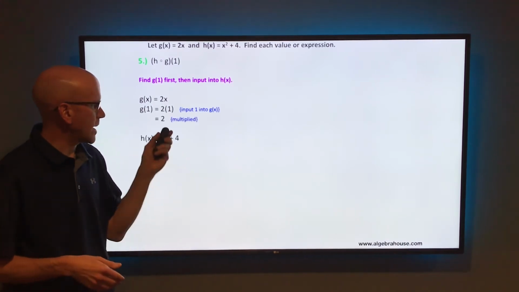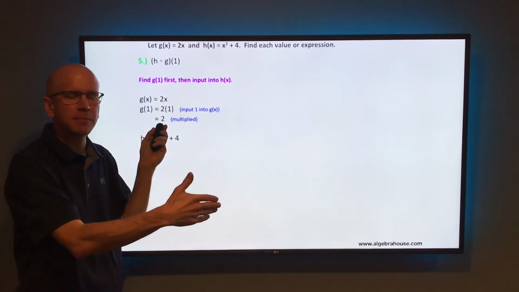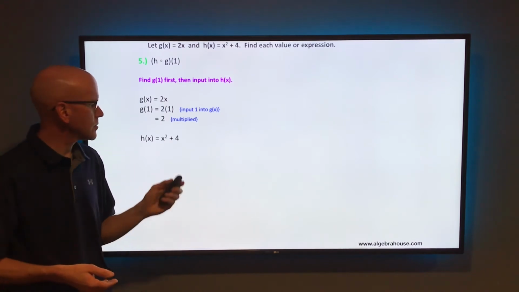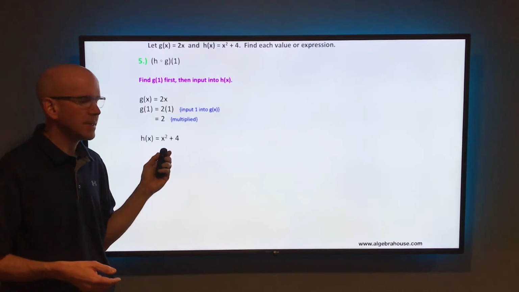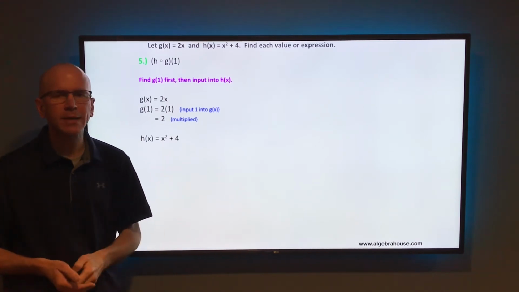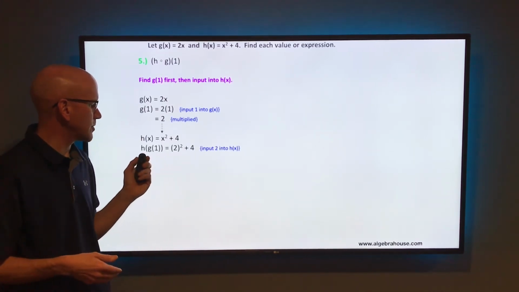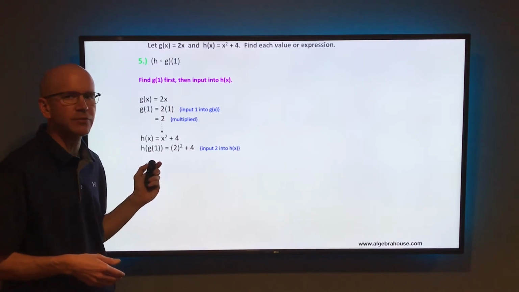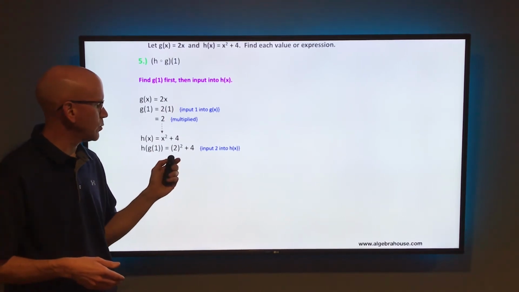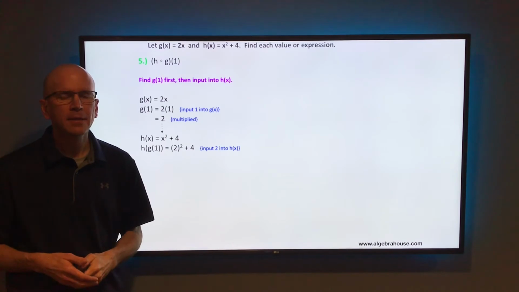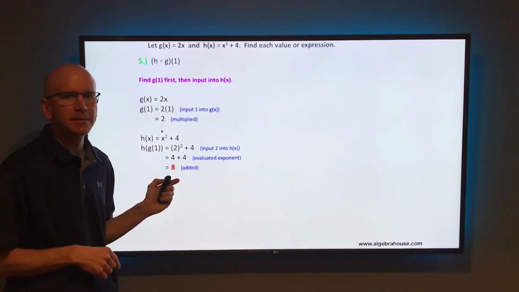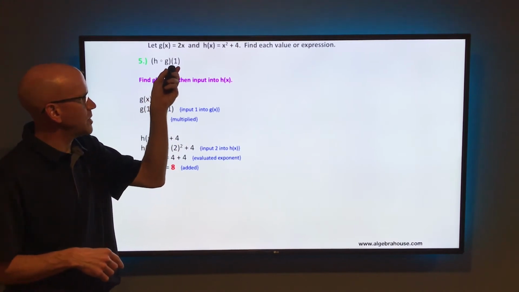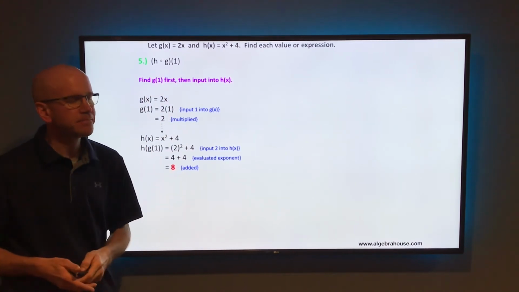So that output of 2 then becomes the input into h(x). So go to what h(x) is, x² + 4, and put 2 in for x. So you're finding h(2), or you might think of that as h(g(1)). So h(2) would be 2² + 4. That is 4 + 4, and that is 8. So the final output is 8. So when you find h(g(1)), that is 8.